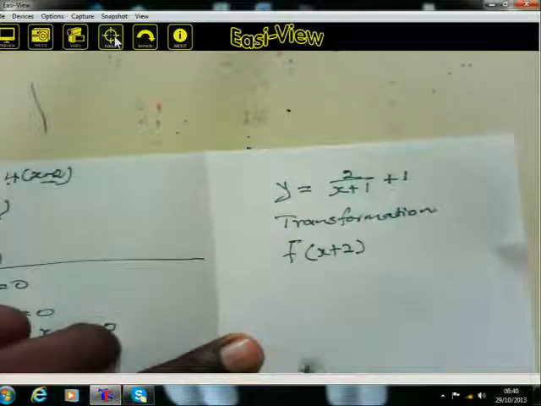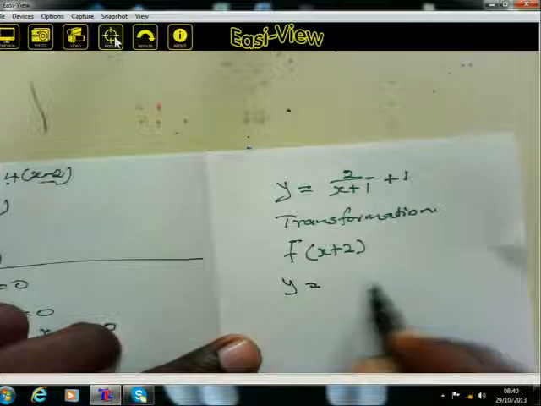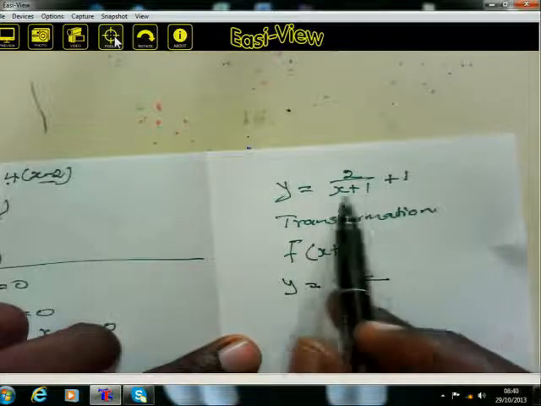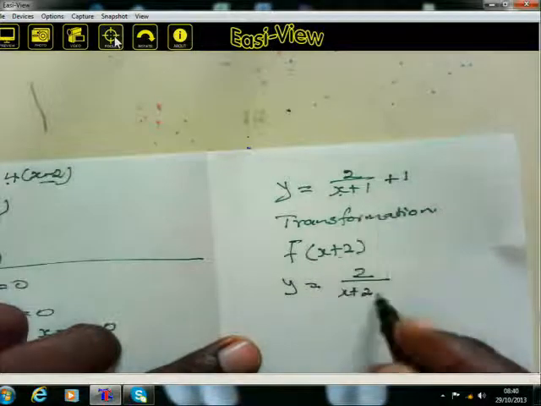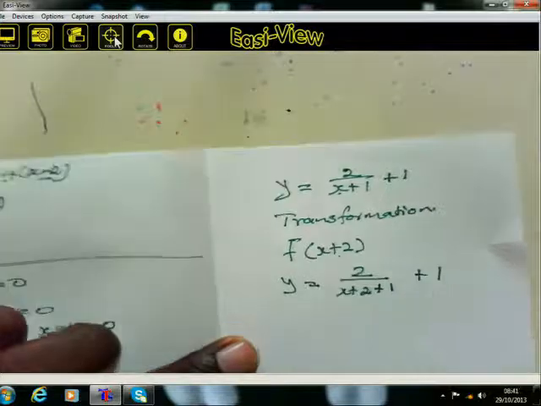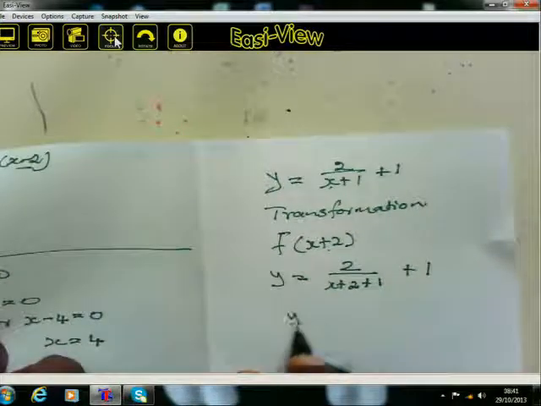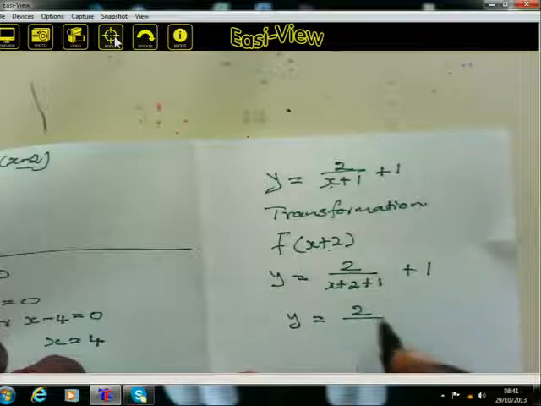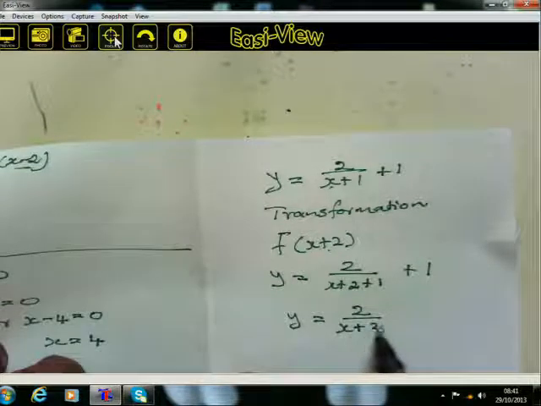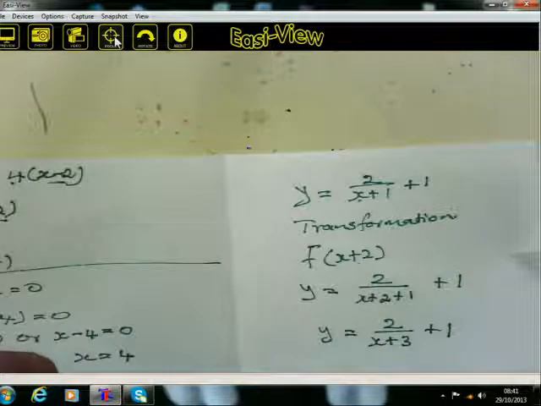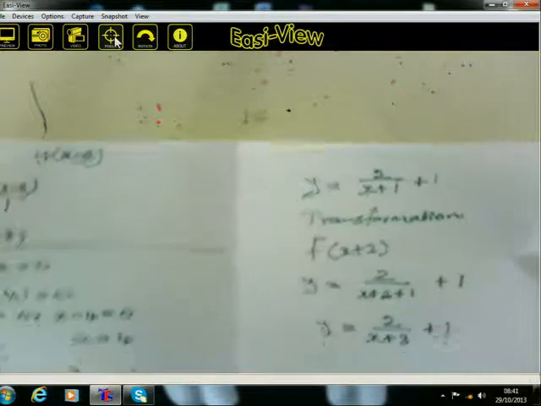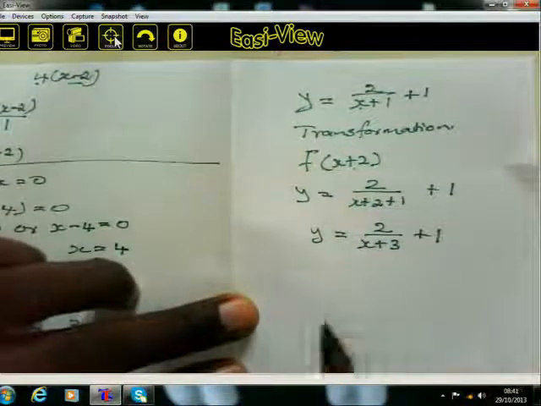In this particular case, our new equation will be y equals 2 over, now where I see x, I'm going to put x plus 2, plus 1, plus 1. In this case, it's going to be y equals 2 over x plus 3, plus 1. This will be the new equation. So we have embedded the transformation into our graph. Remember, in the graphs, transformations are also asked. So be prepared. Let me give you another one.